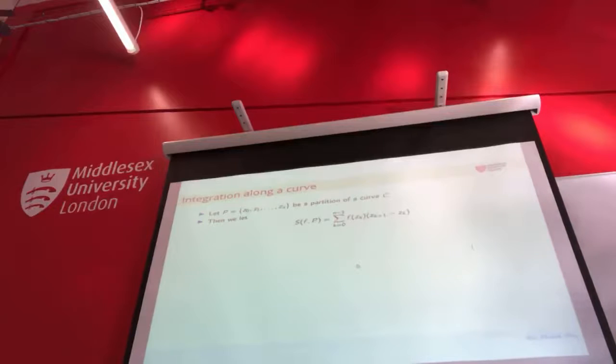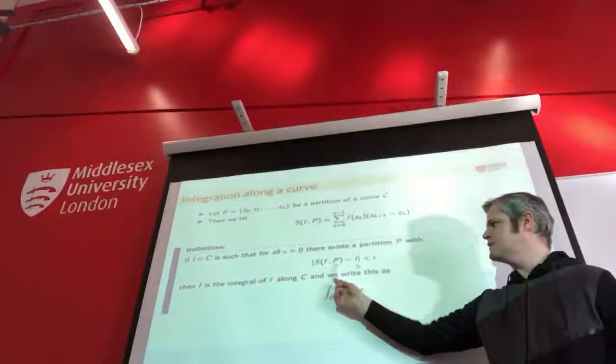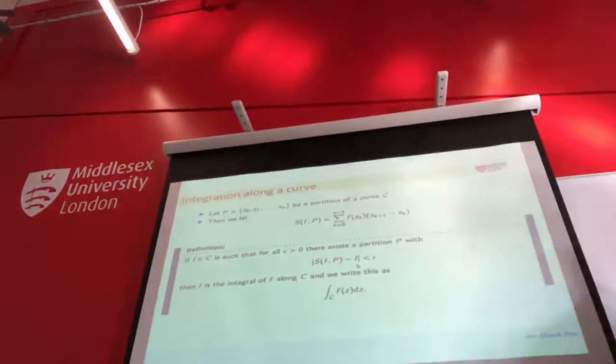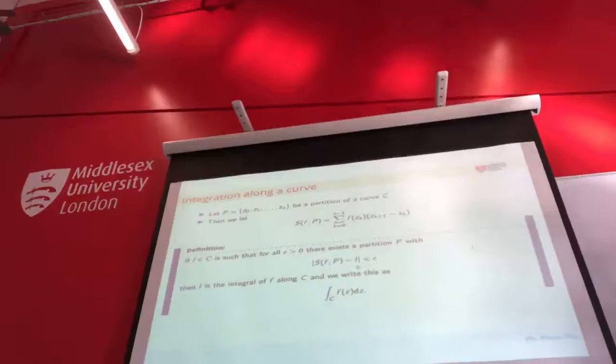In general, if you take a partition like that and define that sum, the idea is that if you've got some complex number I such that whenever there's an epsilon, you can find a partition so that the sum for this partition minus I is less than epsilon, then I must be the value of the integral. So this is basically Riemann integration.